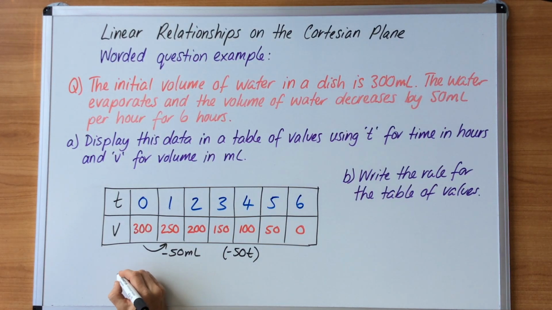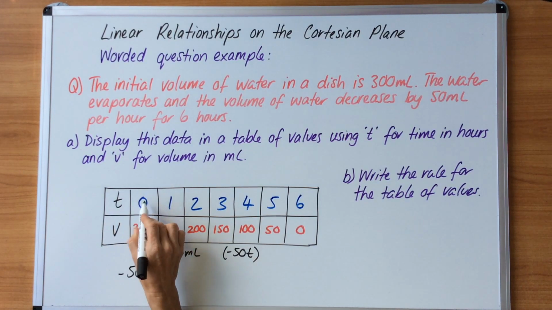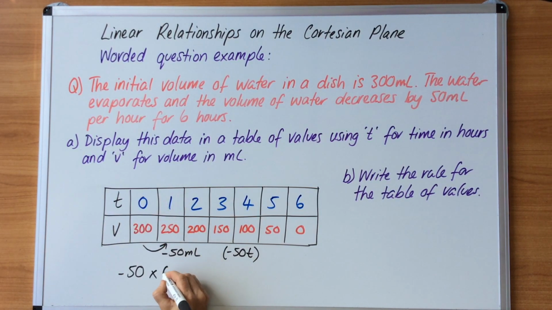So I'm going to apply that to this. So let's have a look. We start with -50. Now we have to multiply that by t, and we're going to work on this one here. So that is a 0. So -50 multiplied by 0 gives us 0. What do we have to do to achieve the answer of 300? We have to add 300 on.